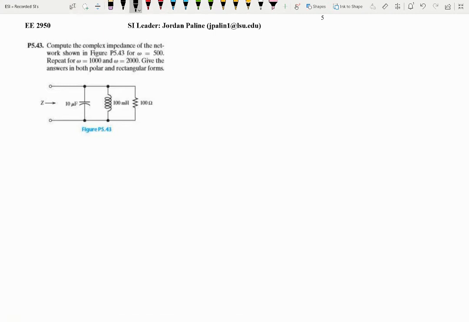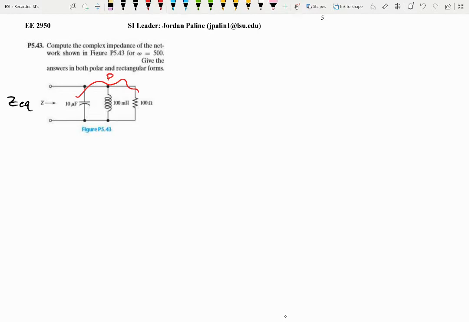Let's take a look at the second problem that we have. This one is asking us to compute the complex impedance of the network shown. Okay, so they want us to find Z equivalent. So Z equivalent over here. And we see that all three of these are in parallel with each other.